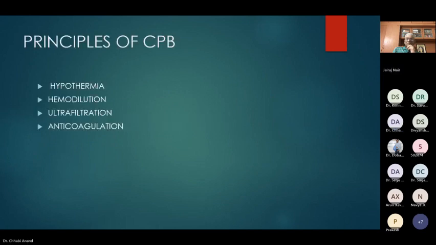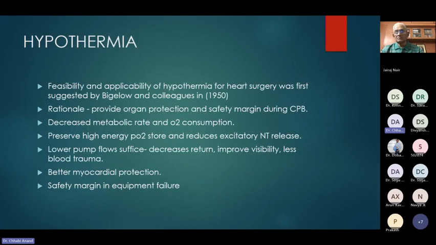Principles of CPB. Hypothermia, hemodilution, ultrafiltration, and anticoagulation. Hypothermia. Feasibility and applicability of hypothermia for heart surgery was first suggested by Bigelow and colleagues in 1950. Rationale: provide organ protection and safety margin during CPB, decrease metabolic rate and oxygen consumption, preserve high energy phosphate stores, and reduce excitatory neurotransmitter release. Lower pump flow suffices, decreased venous return improves visibility, and less blood trauma. Better myocardial protection, safety margins in equipment failure.